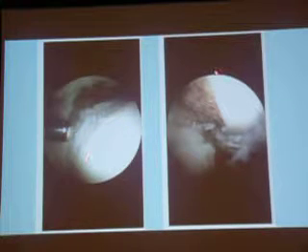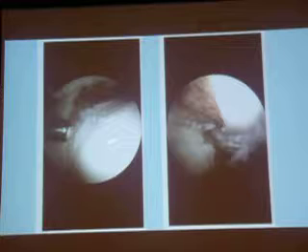So before and after. This is what's healthy, and this pristine looking cartilage is what's doing all the damage to the socket. Initially you may think, why am I taking out this healthy cartilage? But this is doing destruction to the socket on the other side. So you better take it out.